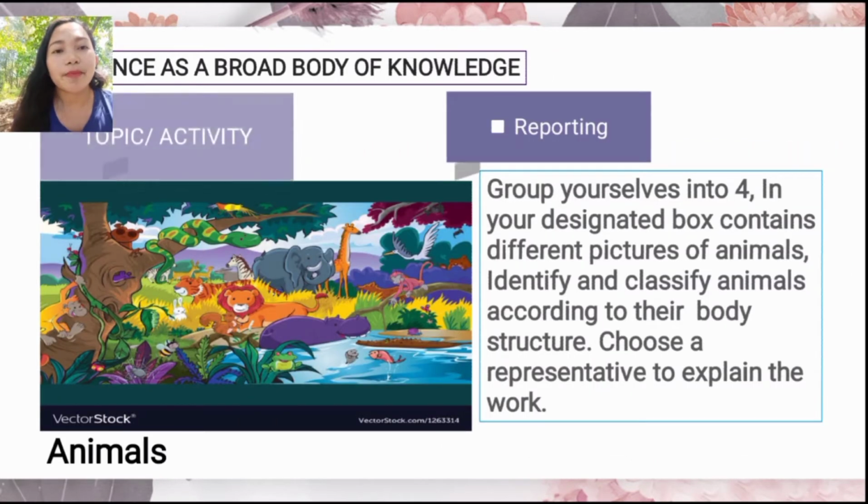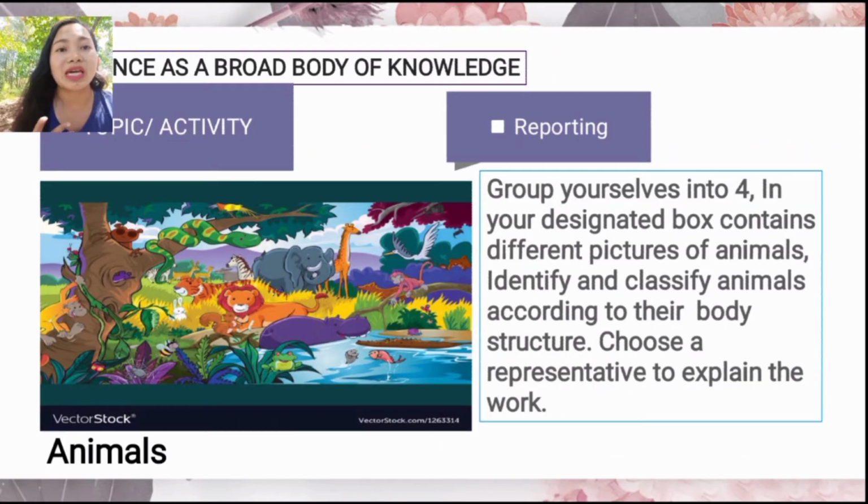Say for example, we have to pick a topic about animals. When you say animals, still this is a broad topic. Why a broad topic? Because when you say animals, probably the kids will ask you, what kind of animals? What classification of animals? There is always this question, what or why.